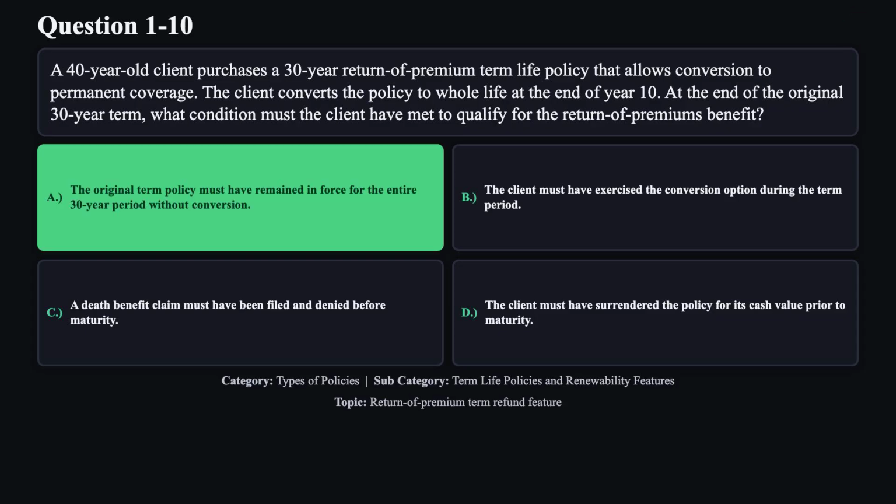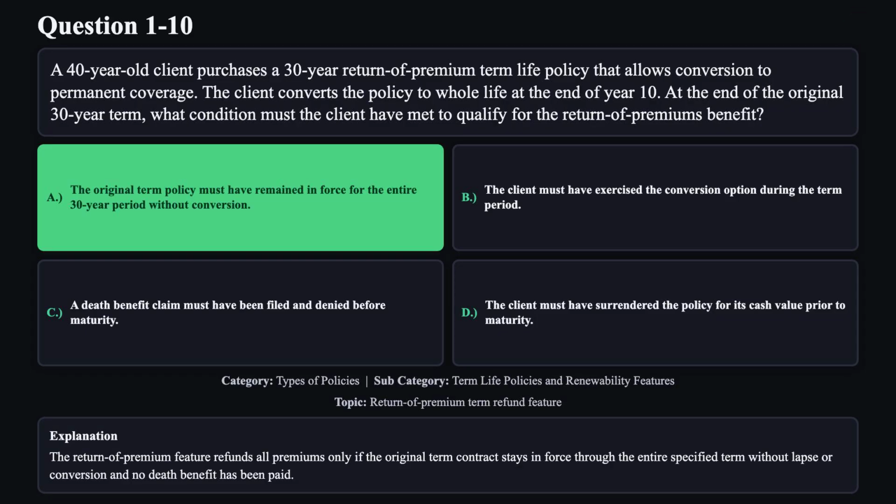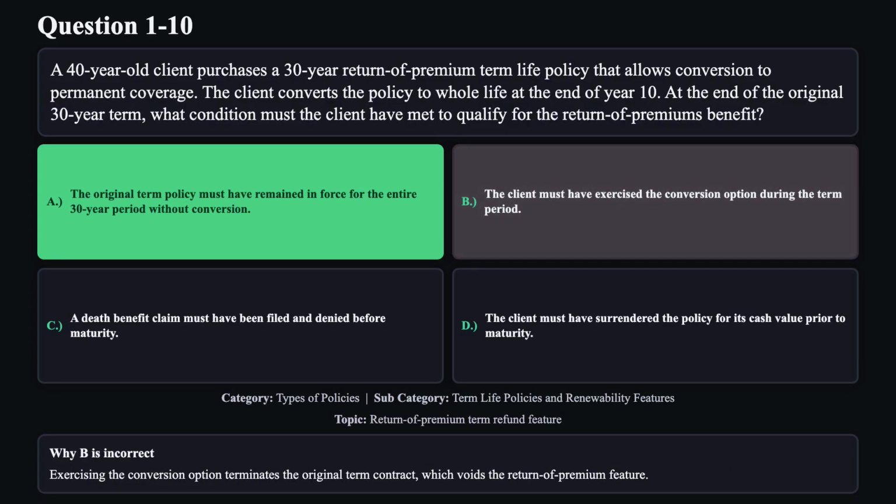The correct answer is A. The return of premium feature refunds all premiums only if the original term contract stays in force through the entire specified term without lapse or conversion and no death benefit has been paid. Reason B is not correct. Exercising the conversion option terminates the original term contract, which voids the return of premium feature.